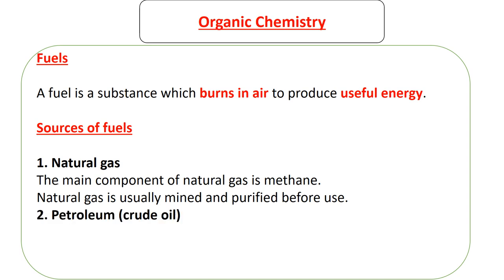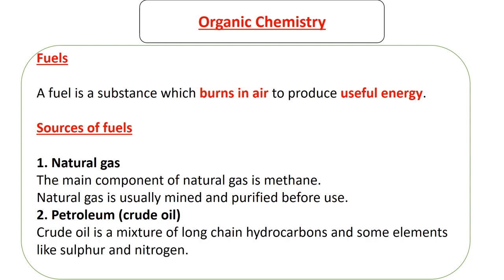The other source is petroleum, which is also called crude oil. Crude oil is a mixture of long chain hydrocarbons and some elements like sulfur and nitrogen. In the last part of this discussion, we are going to study how crude oil is separated. Crude means mixed. So when they say crude oil, you can relate it to oil that has different types of hydrocarbons in it. So these hydrocarbons have to be separated.